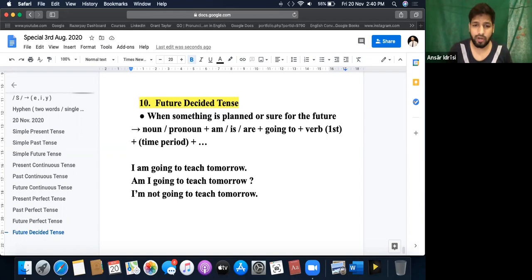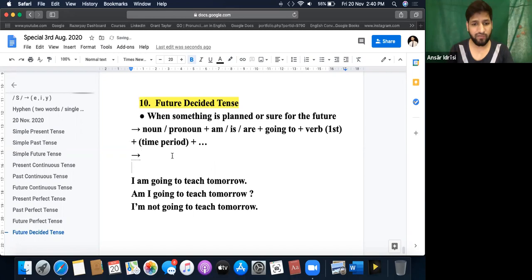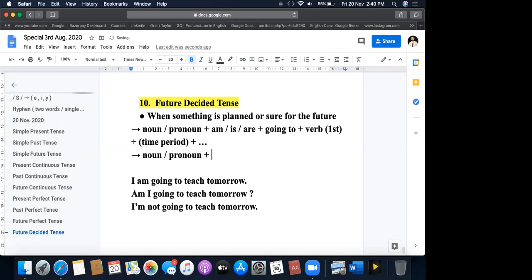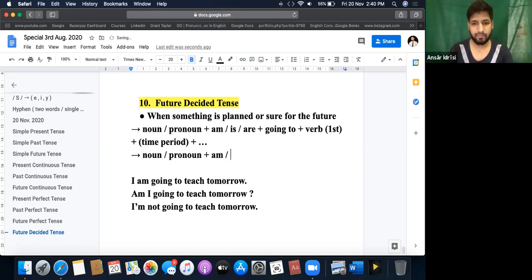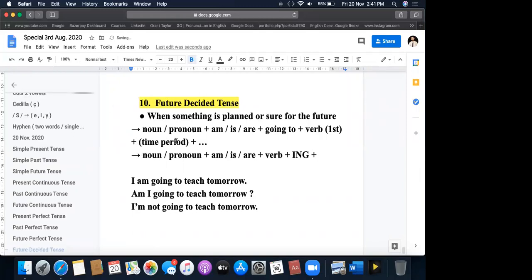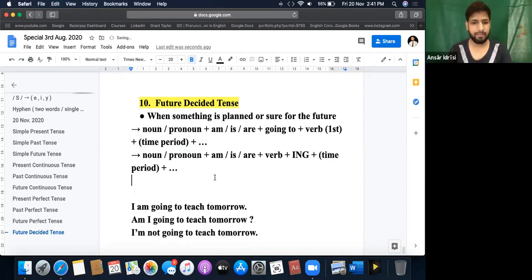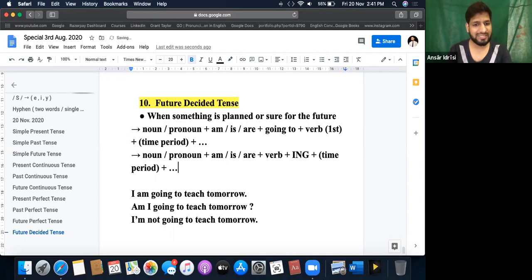Would you like to know another formula of future decided tense? Yes. The second formula for future decided tense is what? Noun or pronoun plus am, is, are plus verb plus ing plus period of time. That's it. This is the second formula.